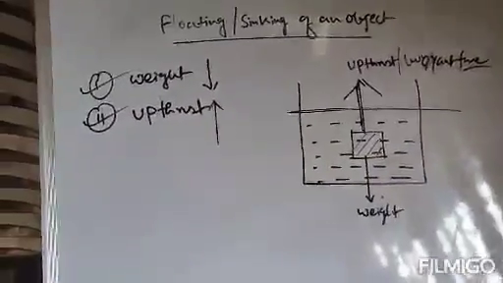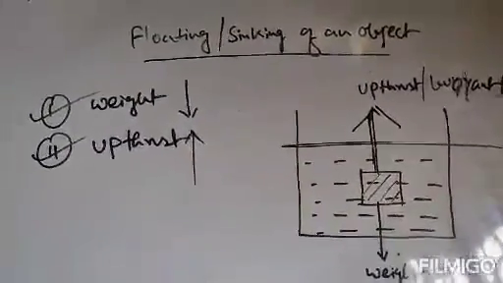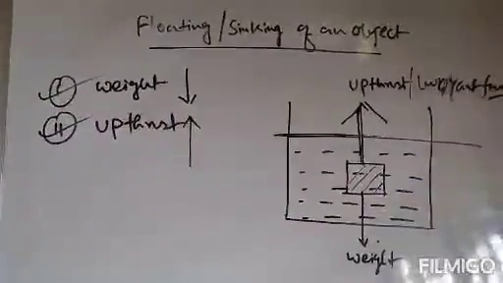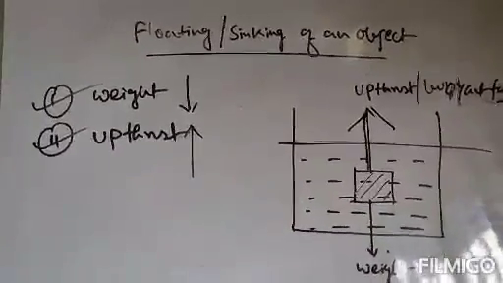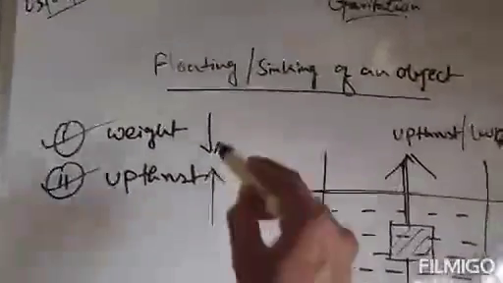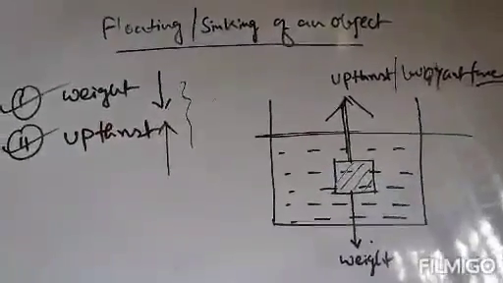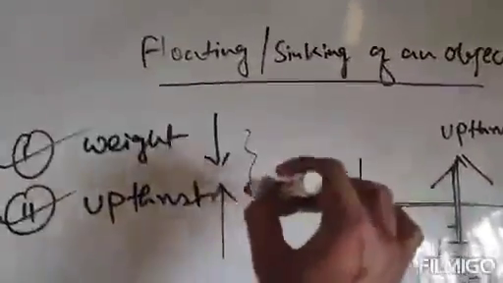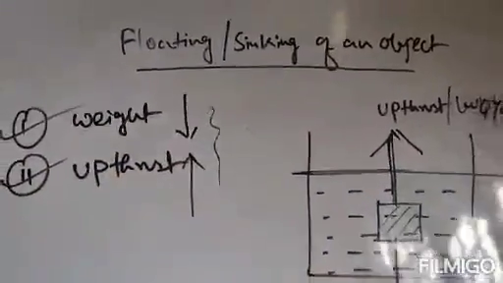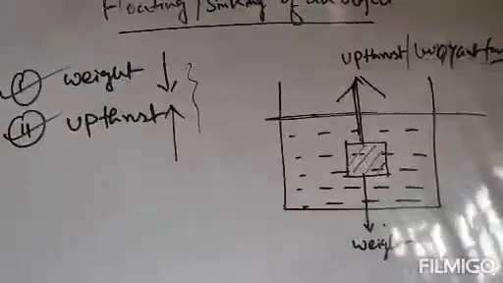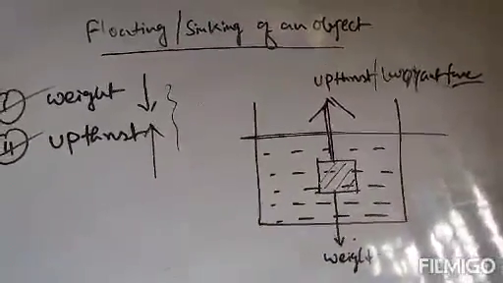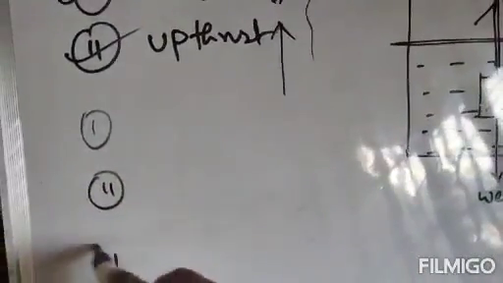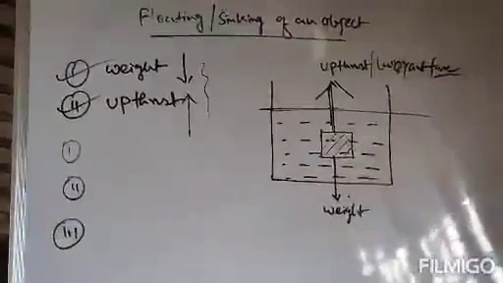Clear? Now whether an object will float or sink in a liquid depends on the relative magnitude of these two forces. And these two forces are acting in opposite directions, because weight is acting in the downward direction and upthrust is acting in the upward direction. So there are three conditions for the floating and sinking of this object.